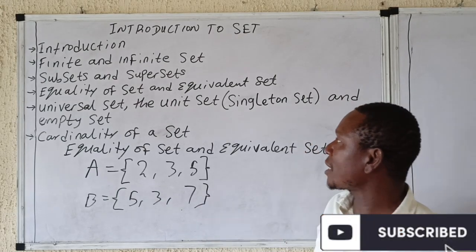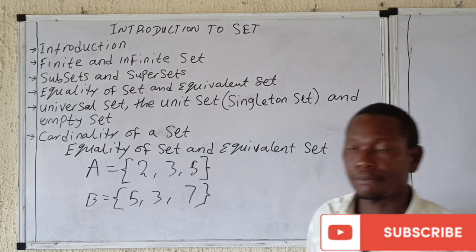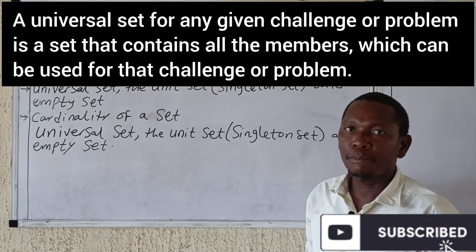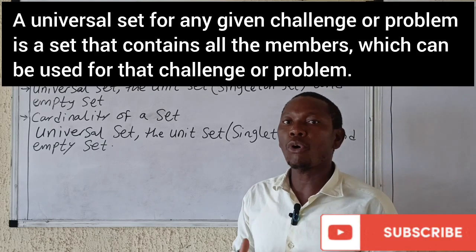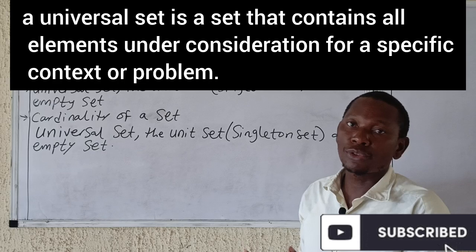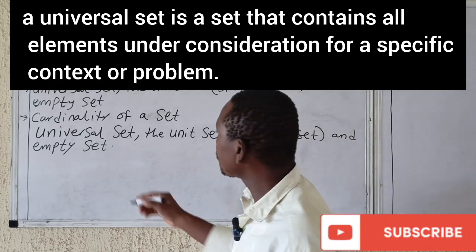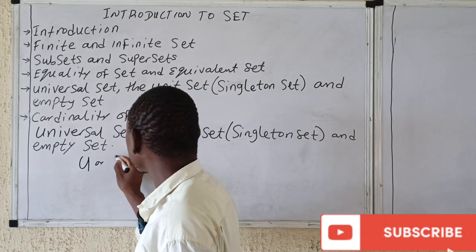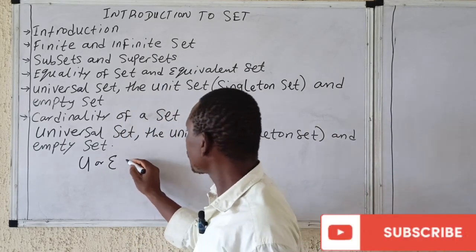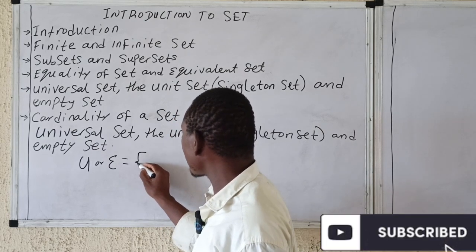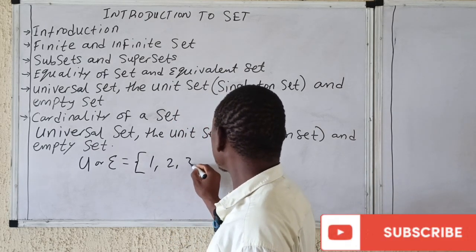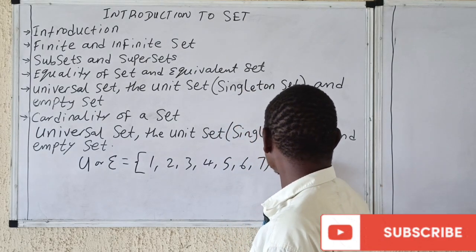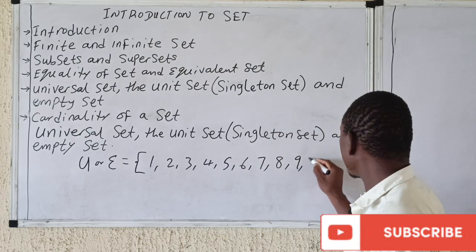Let's discuss universal set, unit set, as well as empty set. So let's talk about the universal set. A universal set for any given problem or challenge is a set that contains all the members which are used for that problem or challenge. Now, the symbol for universal set can be represented by U, or in some cases you see this symbol being used. I have a universal set in this way. Let's just assume it is 1, 2, 3, 4, 5, 6, 7, 8, 9, and 10.